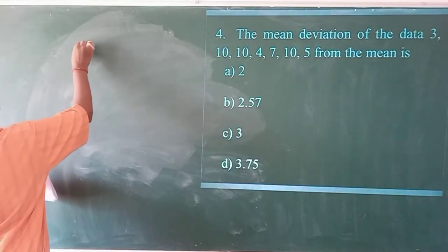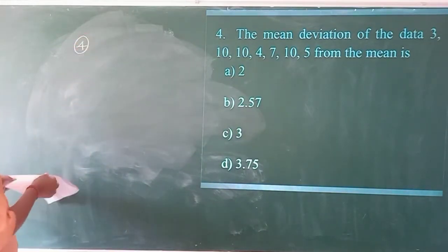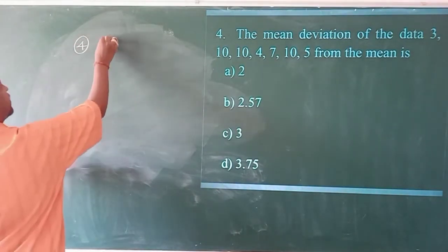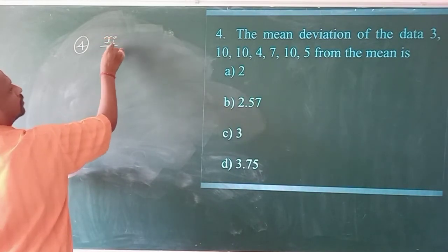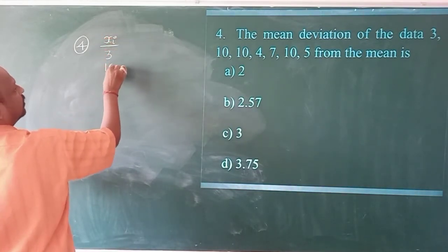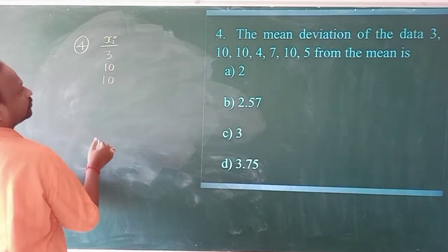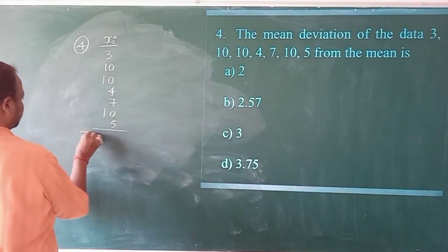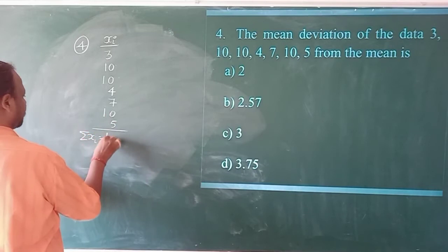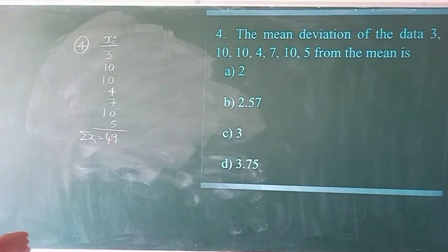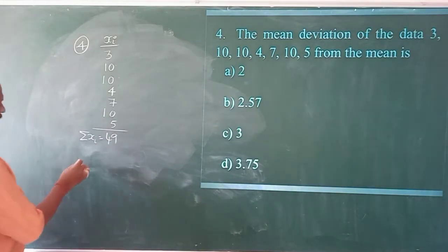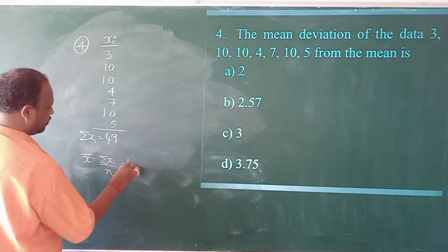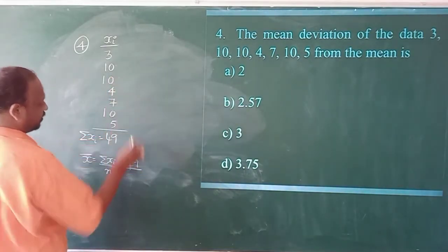Again, the fourth one. Fourth one is again similar. Xi they have given: 3, 10, 10, 4, 7, 10, 5. Calculate sigma xi, you will get 3, 13, 23, 27, 34, 44, 49. X bar is equal to sigma xi by n, 49 divided by 7 observations.